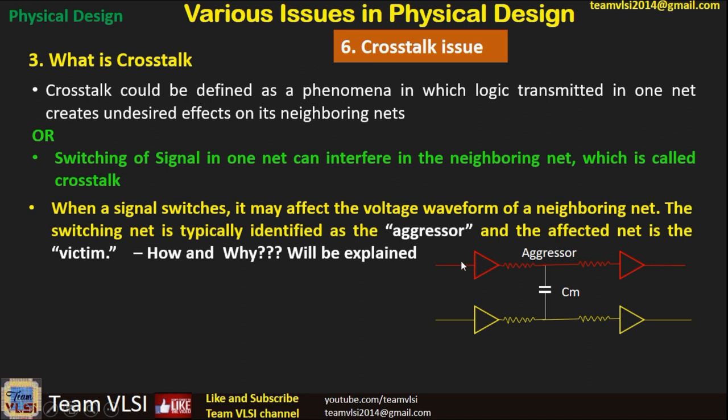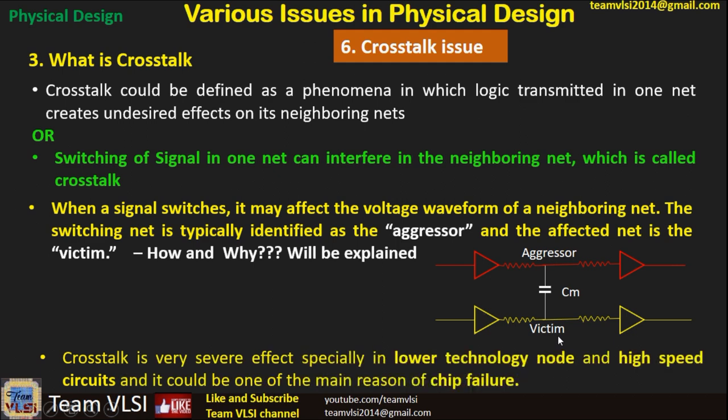So there will be a capacitance between these two nets. If this net is switching and it creates an undesired effect in the other net, then the net which switches and affects the other net is called the aggressor, and the net which is affected is called the victim. So crosstalk is a very severe effect, especially in lower technology nodes and high-speed circuits, and it could be one of the main reasons for chip failure.